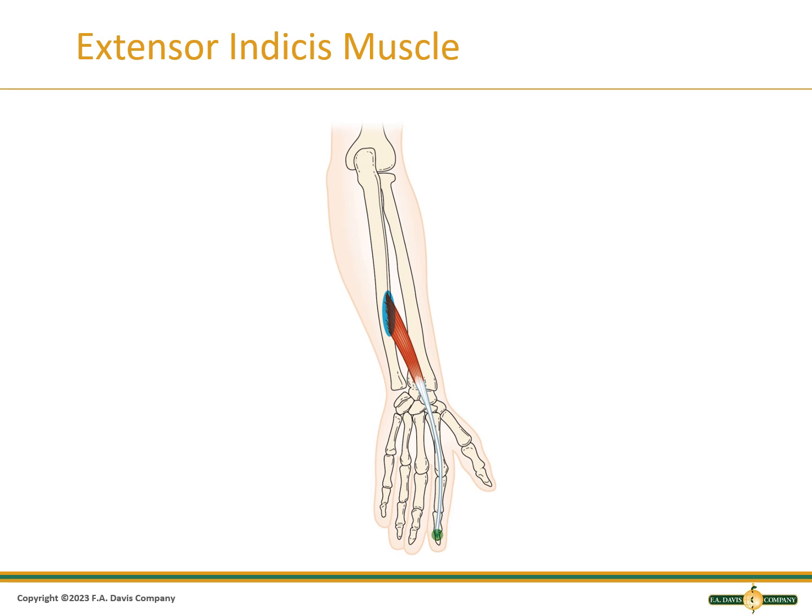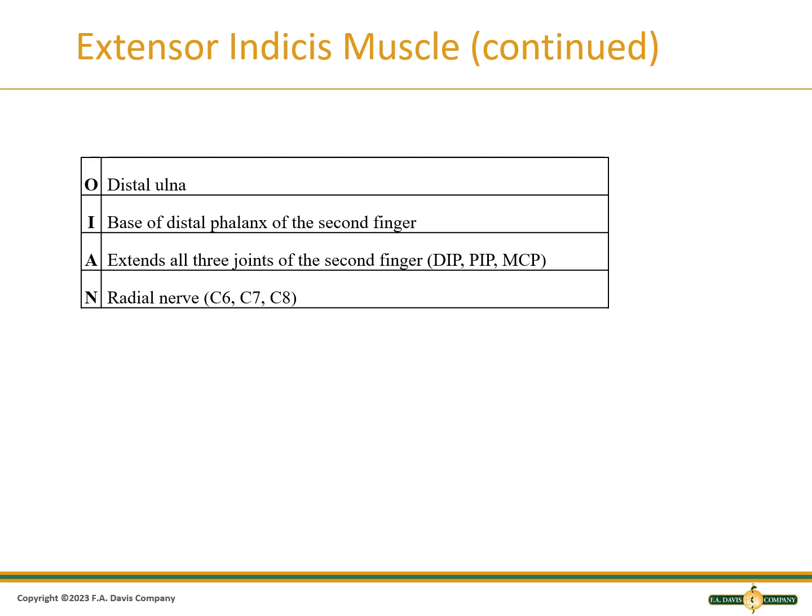Extensor indicis. Indicis is going to indicate our index finger, so this muscle is going to extend our index finger. We originate on the distal ulna to insert on the base of the distal phalanx of the second finger, so we're extending all the way to the distal phalanx, so we should affect all three joints. Its action is to extend all three joints of the second finger or the index finger, so meaning we're affecting the DIP, PIP, and MCP. And it is an extensor muscle, so it's going to be innervated by the radial nerve.